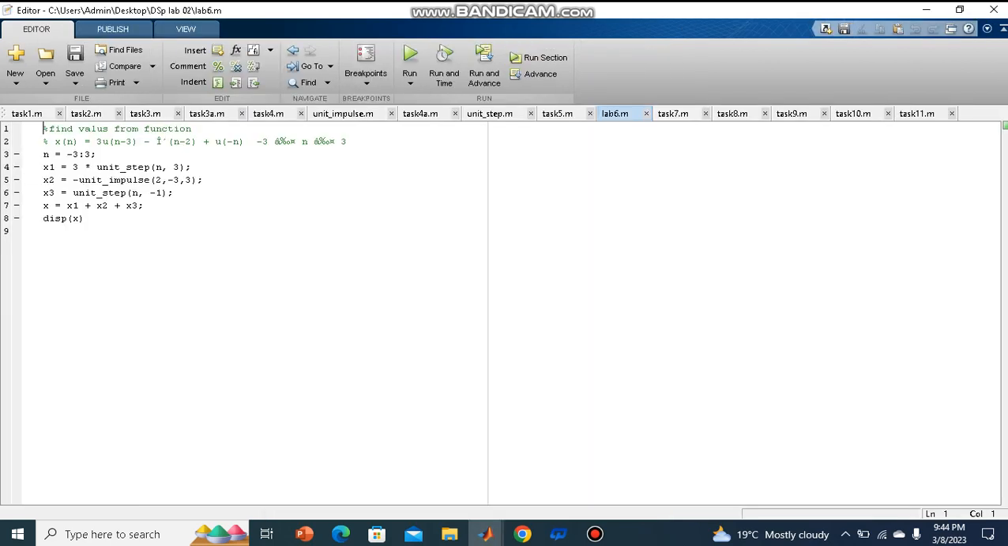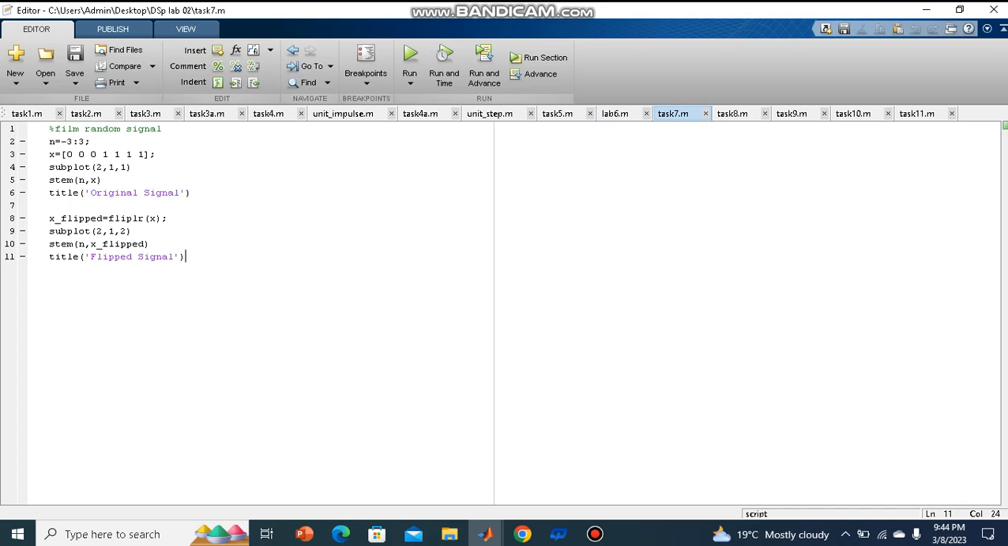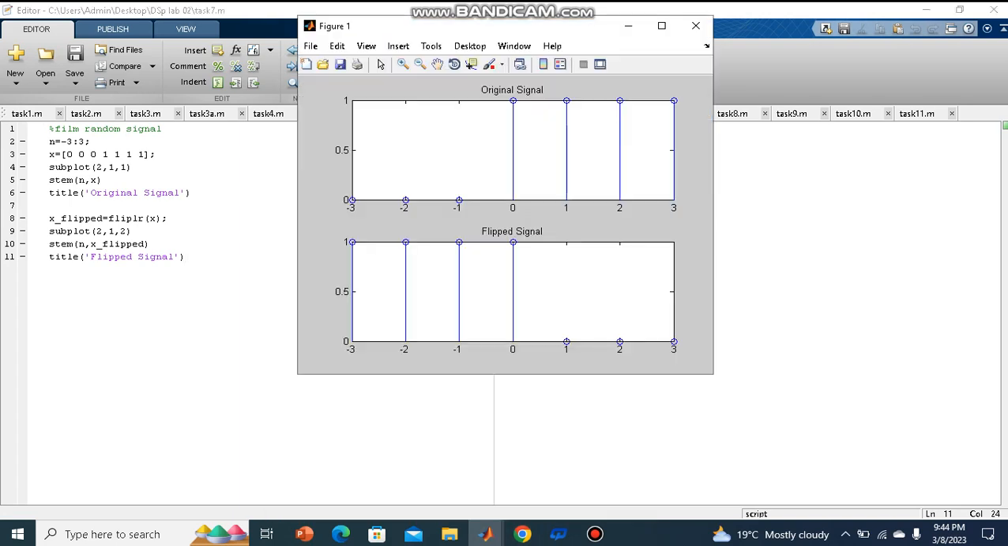Now moving on to lab task 7. In this we will flip our random variable, and we have assigned values x equal to 0, 0, 0, 1, 1 and 1. There is an original signal and we see a flipped signal. In the output of this task, this is the original signal on the upper side, and below that there is a flipped signal.